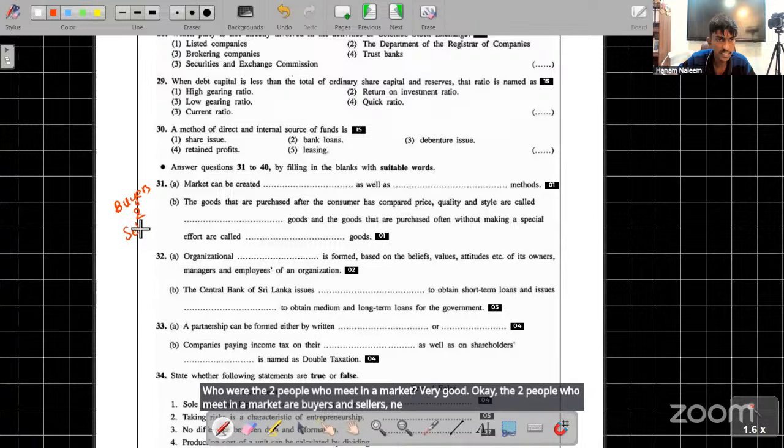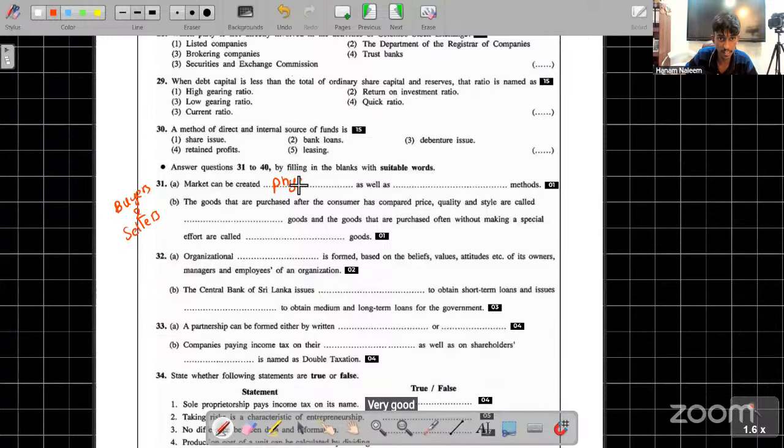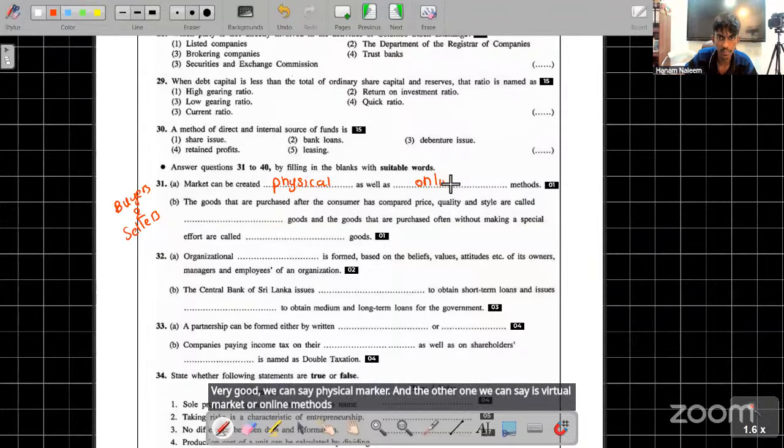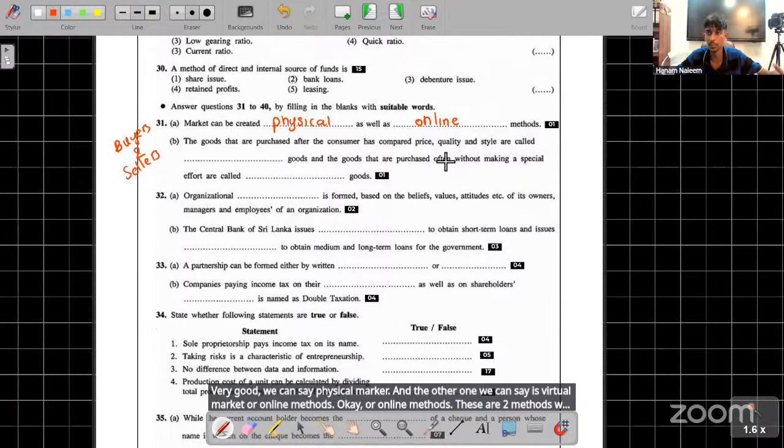Buyers and sellers. But again, there are two ways a buyer and a seller can meet. Very good. We can say physical market, and the other one we can say is virtual market or online methods. These are the two methods by which a market can be created.